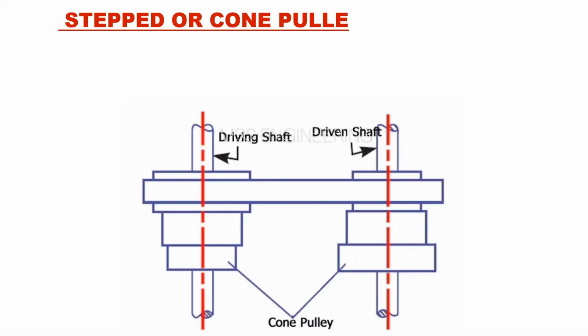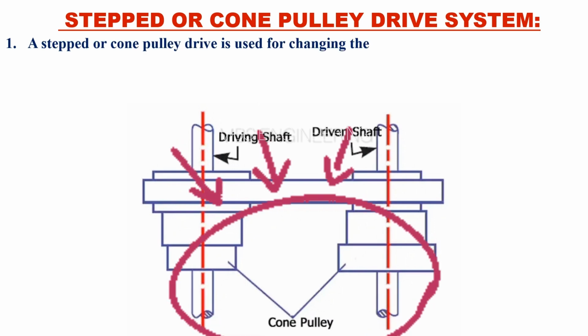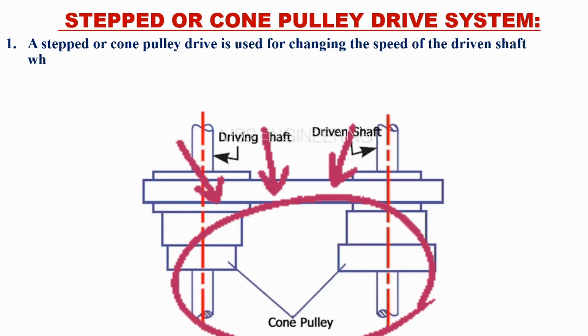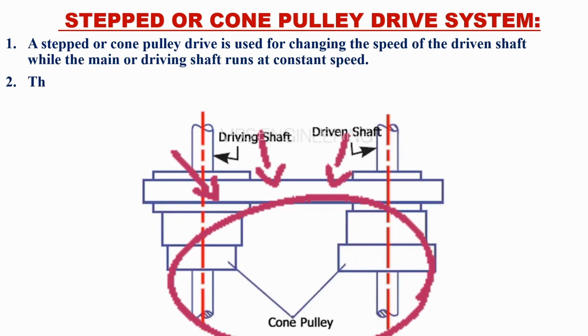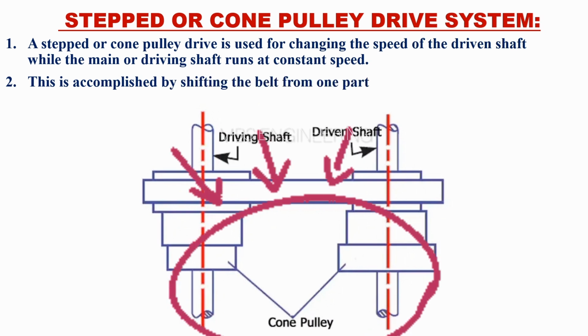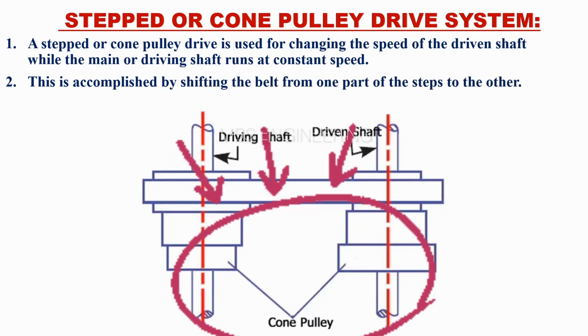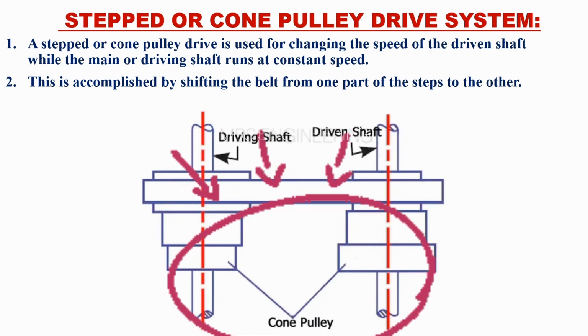Next, we will learn the sixth type, stepped or cone pulley drive. A stepped or cone pulley drive is used for changing the speed of the driven shaft while the main or driving shaft runs at constant speed. This is accomplished by shifting the belt from one part of the steps to the other. Please refer to the stepped or cone pulley drive system for a better understanding.